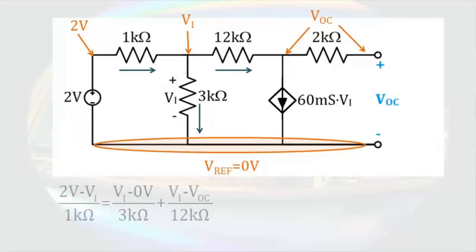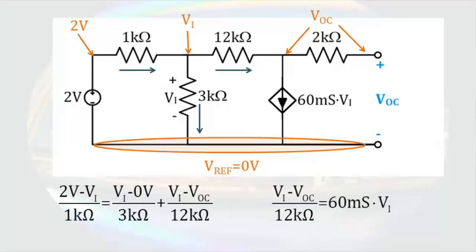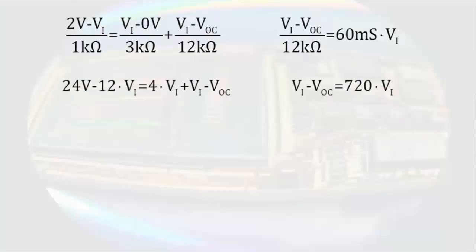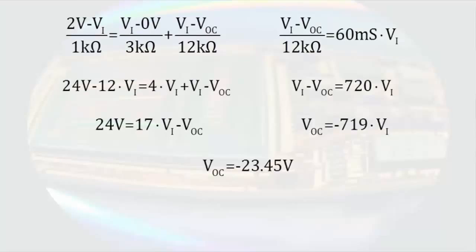After assigning directions for each of the currents, we can write the node equation at the first node with the current entering equaling the currents that leave. The other node only has the current through the 12 kilo ohm resistor and the dependent source. These 2 equations can then be simplified by multiplying through them by 12 kilo ohms. Then we can gather terms to simplify them further. And finally we have that the open circuit voltage is negative 23.45 volts.